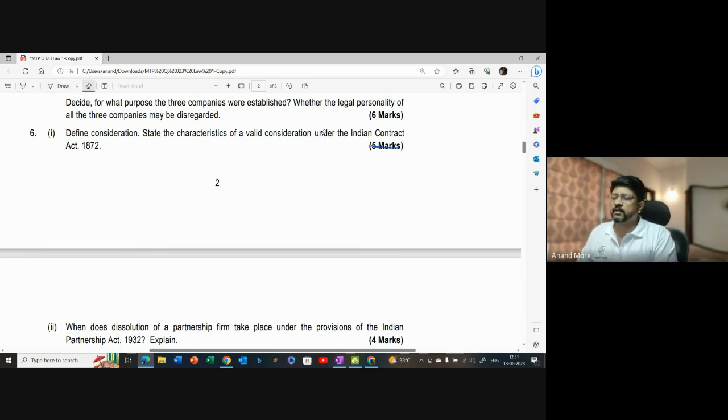Section 2(d), what does it specify? That consideration, when at the desire of the promisor, the promisee or any other party has done or abstained from doing something, or does or abstains from doing something, or promises to do or abstain from doing something, then such an act, abstinence or promise is treated as consideration for the contract. Then mention all the different features. It can be past, present, future. It is to be moved at the desire of the promisor. It can be given by promisee or something like that. So all these features are very easy. I don't think I need to explain this question. It is quite easy to understand.